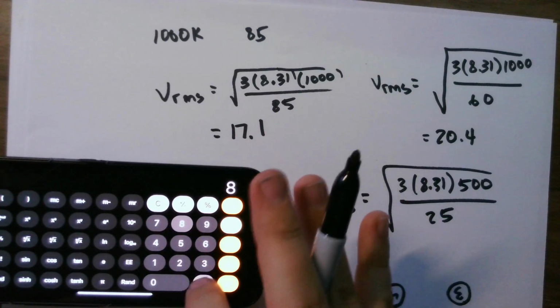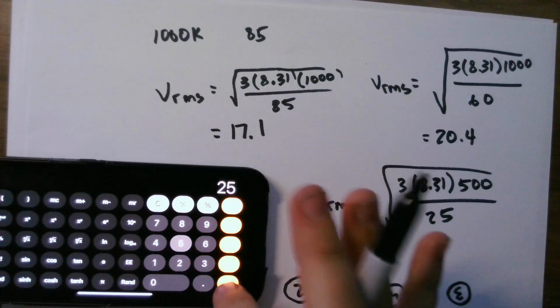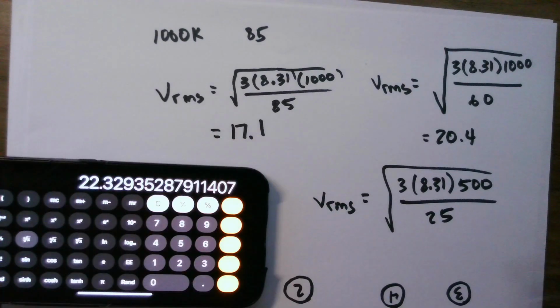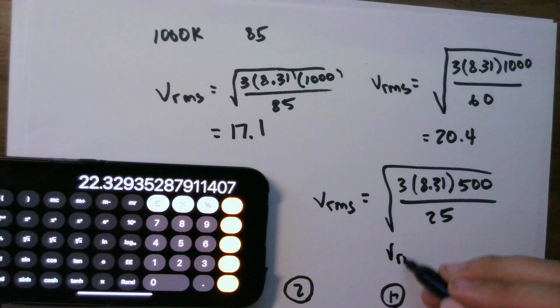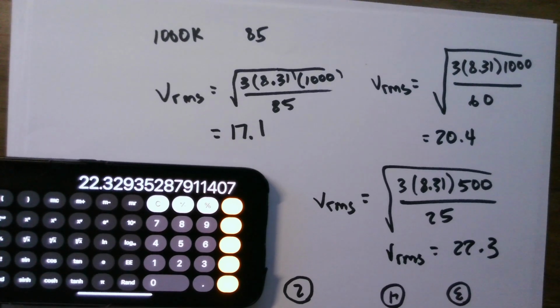3 times 8.31 times 500, divide by 25. Take the square root of it, and my velocity RMS is 22.3. When I do the math, my third sample is the fastest, has the highest root mean square velocity using that formula.